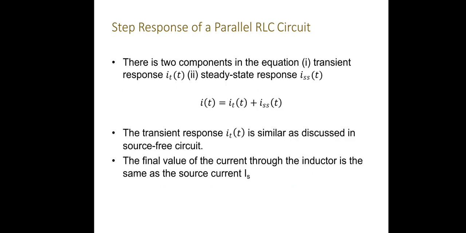Again there are two components in the solution. One is the transient response, indicated by i_t of t, and the other is the steady state response, indicated by i_ss of t. So the complete solution i(t) is equal to i_t(t) plus i_ss(t). The transient response i_t(t) is similar to that discussed in the source-free parallel circuit, which you already know. The final value of the current through the inductor is the same as the source current Is in the step response.